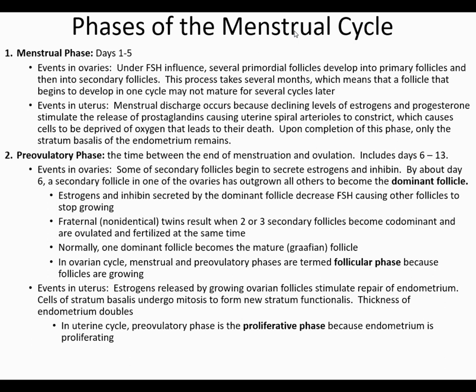In the ovarian cycle, both the menstrual and the pre-ovulatory phase are called the follicular phase because the follicles are growing. In the uterus, the estrogens that are released by those growing follicles stimulate the repair of the endometrium. The cells of the stratum basalis are undergoing mitosis to form a new functionalis. That was the layer that was lost. During this 7 days or so, the endometrium doubles in thickness. Okay. For this reason, we call that part of the uterine cycle the proliferative phase.